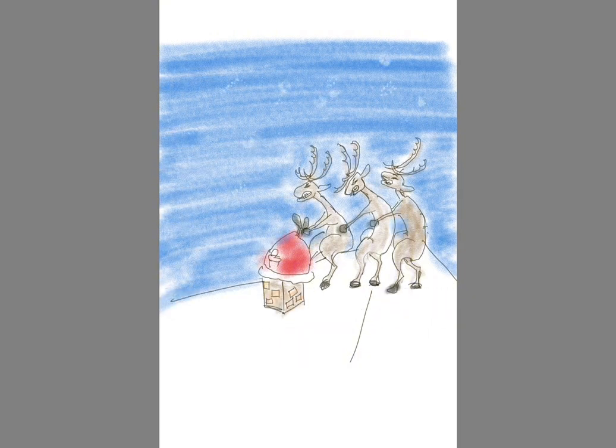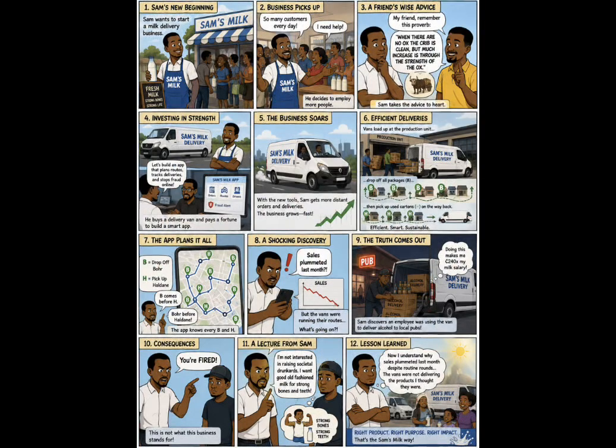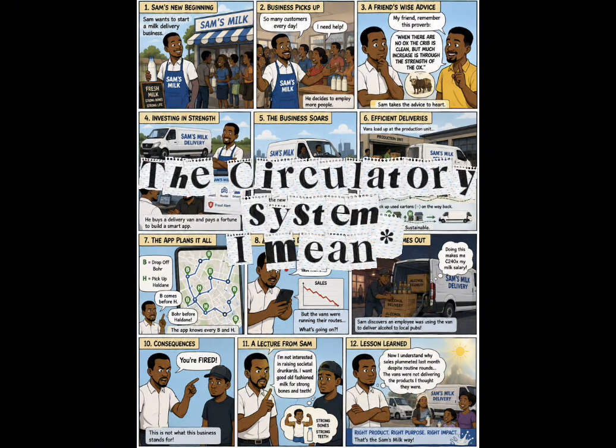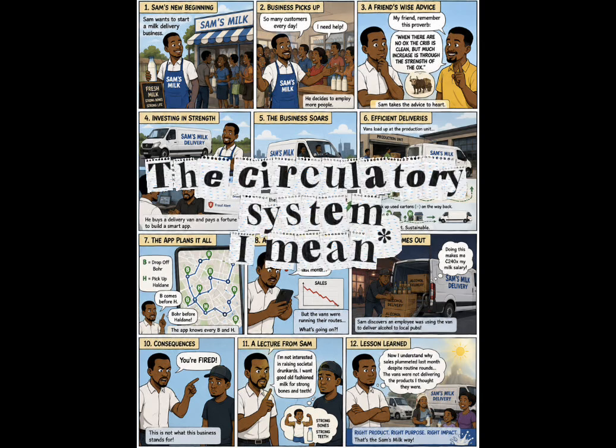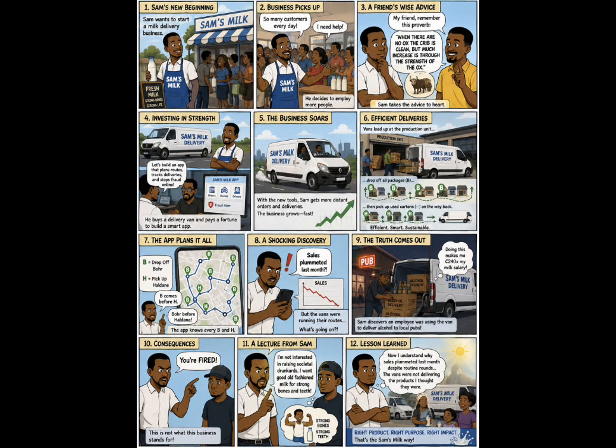Okay, so now I think I can explain the parable. Sam's business is the heart and the blood vessels and the blood, right? And the milk that he is trying to deliver is the oxygen.